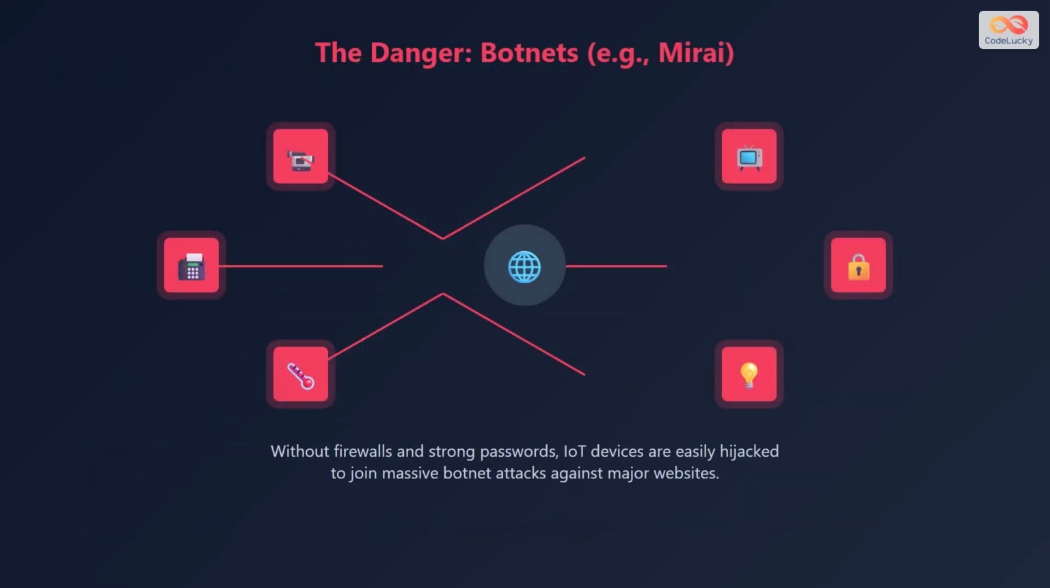Why do we do all this? To prevent attacks like botnets. In the famous Murray botnet attack, millions of insecure cameras and routers were hijacked because they had default passwords and no firewall protection. They were then used to launch massive attacks against major websites. Securing your devices stops you from becoming part of the problem.